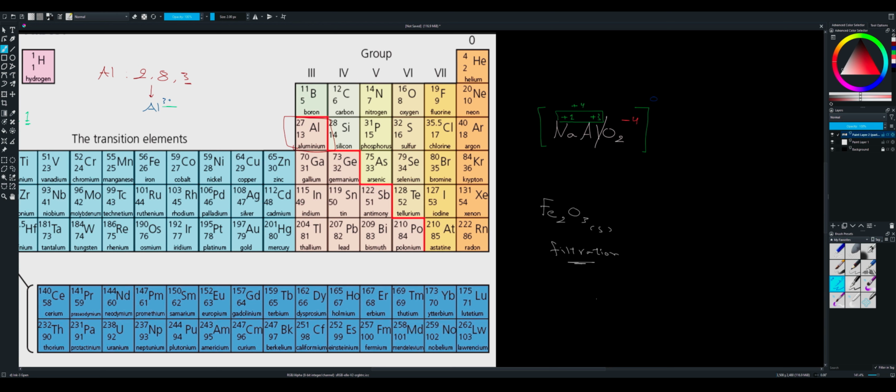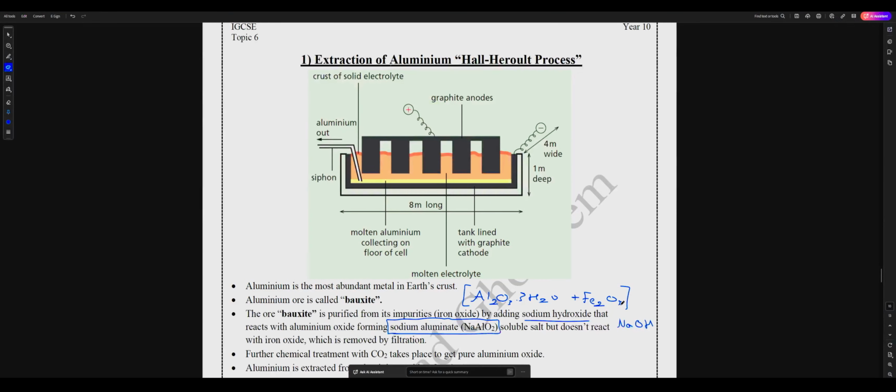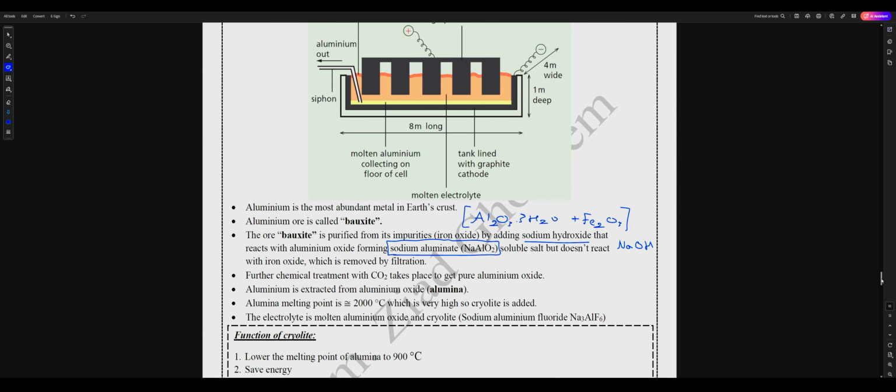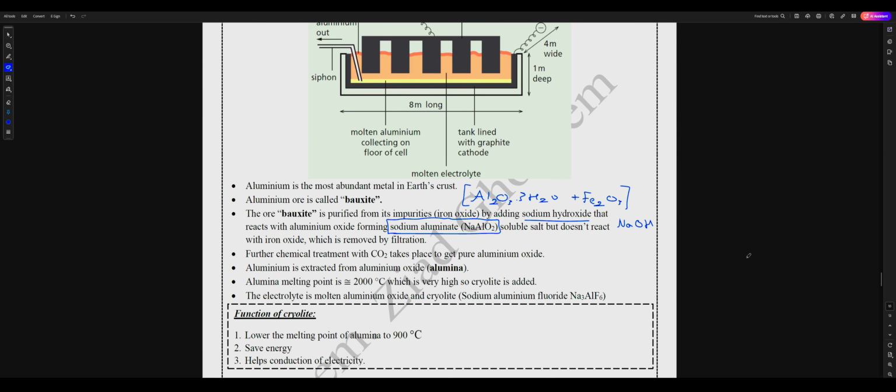Okay. In order for us to refine the sodium aluminate even further, we tend to chemically treat it with carbon dioxide. We don't really need to elaborate much on that part, but it's just for your knowledge that we tend to chemically treat sodium aluminate with carbon dioxide in order to get a more pure form of aluminum oxide, which is Al2O3, which is what we have been looking for all that time.